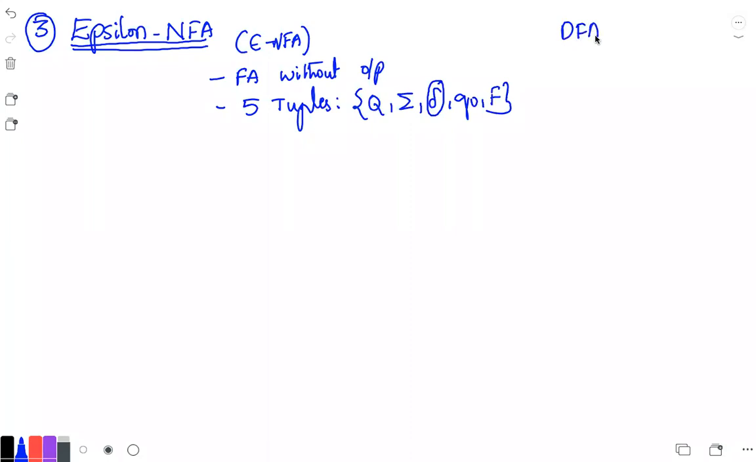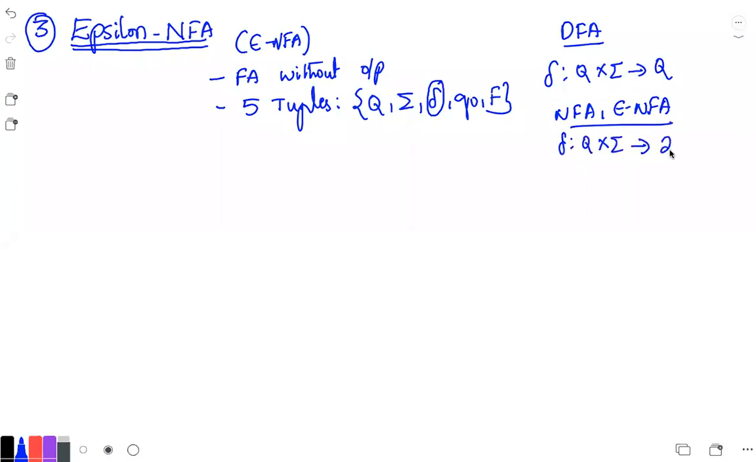So for DFA, the delta is Q cross sigma to Q. For NFA as well as Epsilon-NFA, the transition function is Q cross sigma to 2 power Q. That means in DFA, from one state on one input, we can reach only one state. In NFA and Epsilon-NFA, from one state on an alphabet input, we can reach more than one state. We're not that bothered about the exact value of 2 power Q. It will be somewhat greater than 1. That's what we require. So this is the basic mapping difference of the transition function for the DFA and the NFA. Now, in Epsilon-NFA, there is one property or one rule you should be very, very aware of.